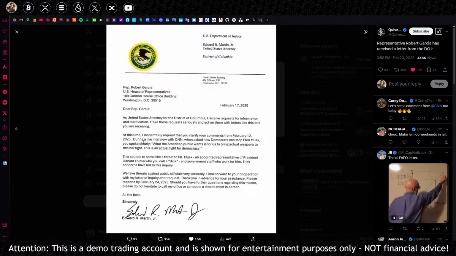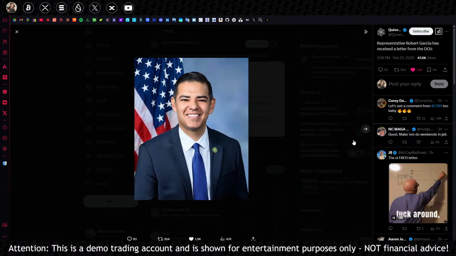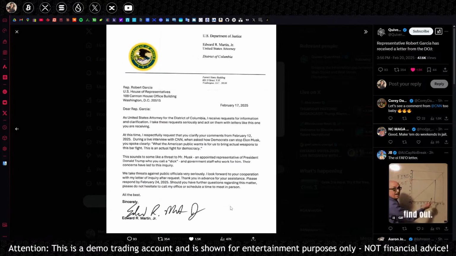At this time, he requests that Robert Garcia clarify what he commented on February 12, 2025, during a live interview with CNN when he was asked how Democrats can stop Elon Musk. He said, "What the American public wants is for us to bring actual weapons to this bar fight. This is an actual fight for democracy." Okay, is that a death threat? Why would he say something like bring actual weapons to this bar fight? That's a pretty suspicious thing to say, right?